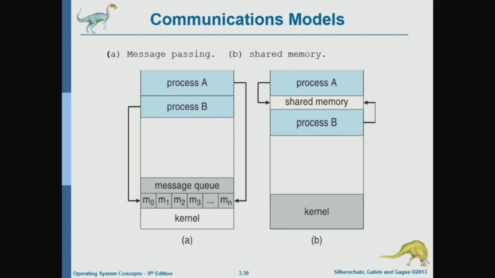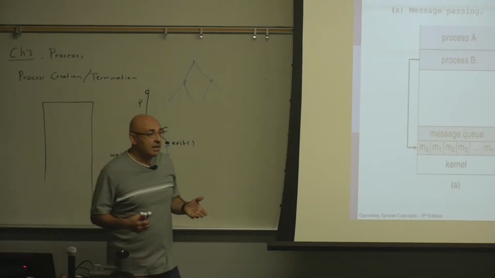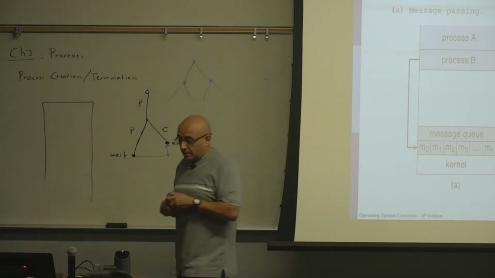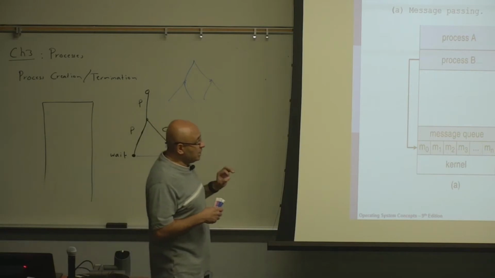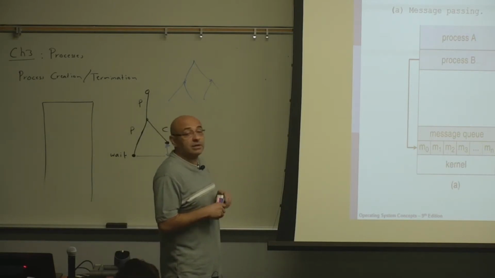And whenever a process needs to communicate with another process, it's going to have to go through the kernel, and this means making a system call. So a send or a receive is a system call. Okay, so every communication, every message that gets sent or received goes through the kernel.